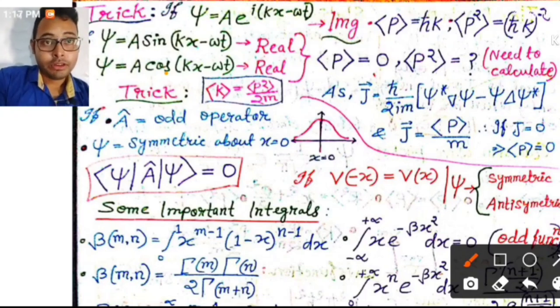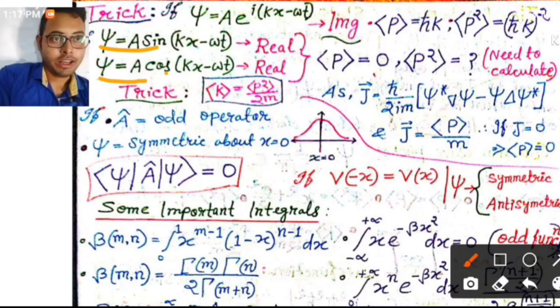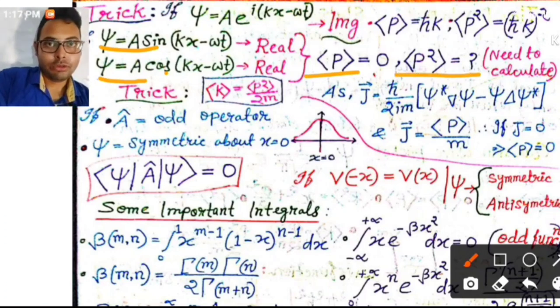Okay, and if the wave function is real, like A sin(kx minus omega t), with no imaginary term, purely real, then the expectation value of momentum becomes 0. But p square, we need to calculate it, it's not 0. Remember that this expectation of p square is not 0. We need to calculate it here. K is p square by twice m, or kinetic energy, we can also compare it with this.